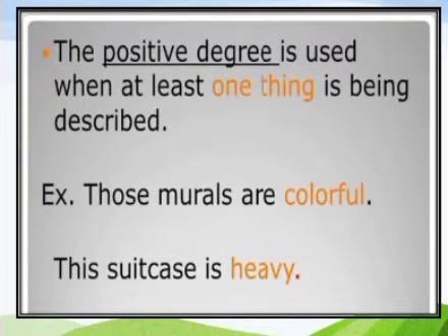The positive degree is used when at least one thing is being described. When you're talking about one thing, you're just talking about any one thing which can be in singular or plural form. For example, those murals are colorful. Murals are the large paintings which are put on the wall.